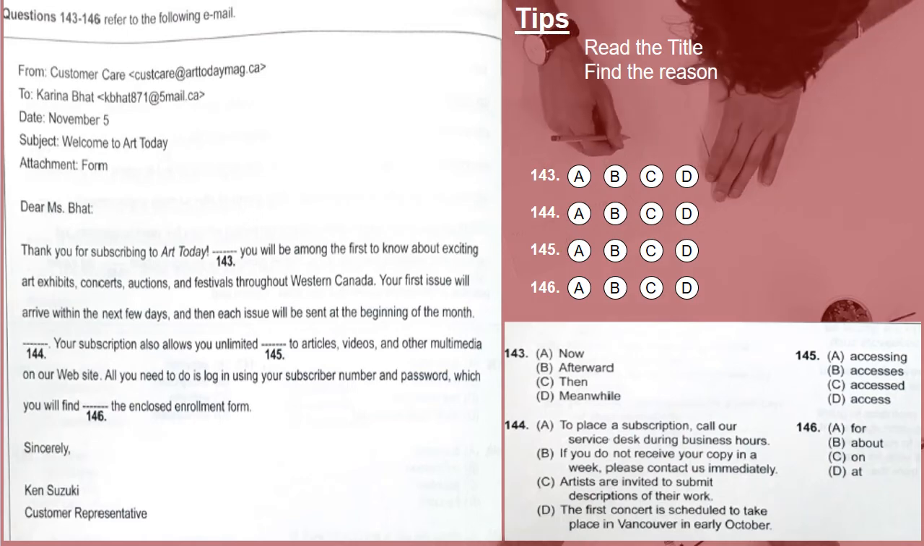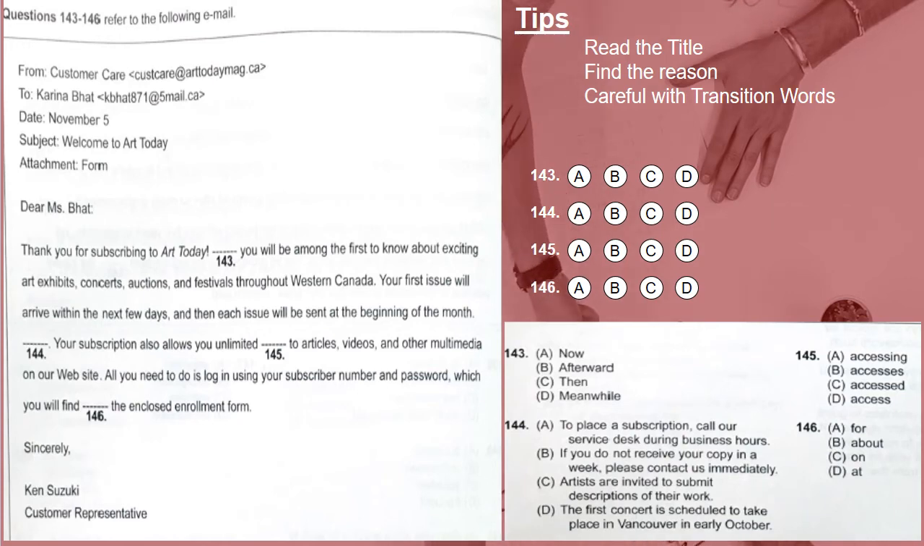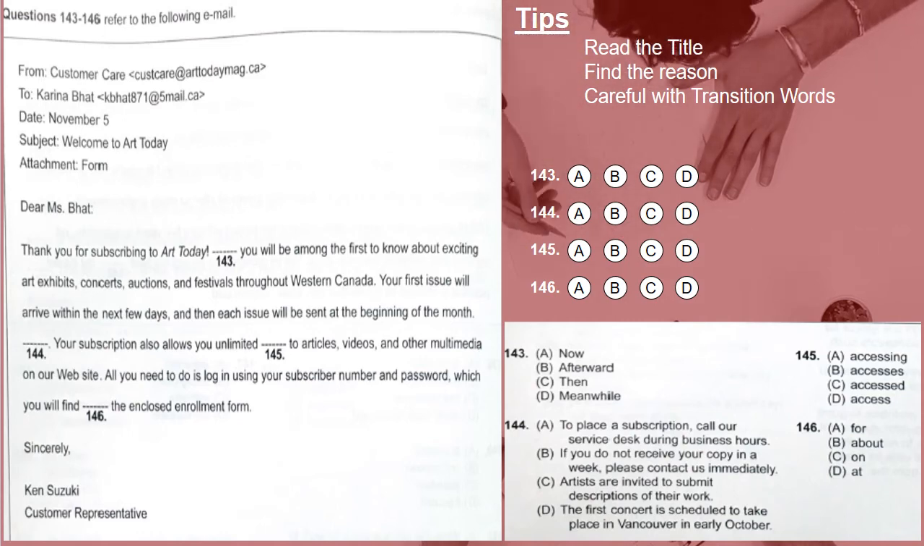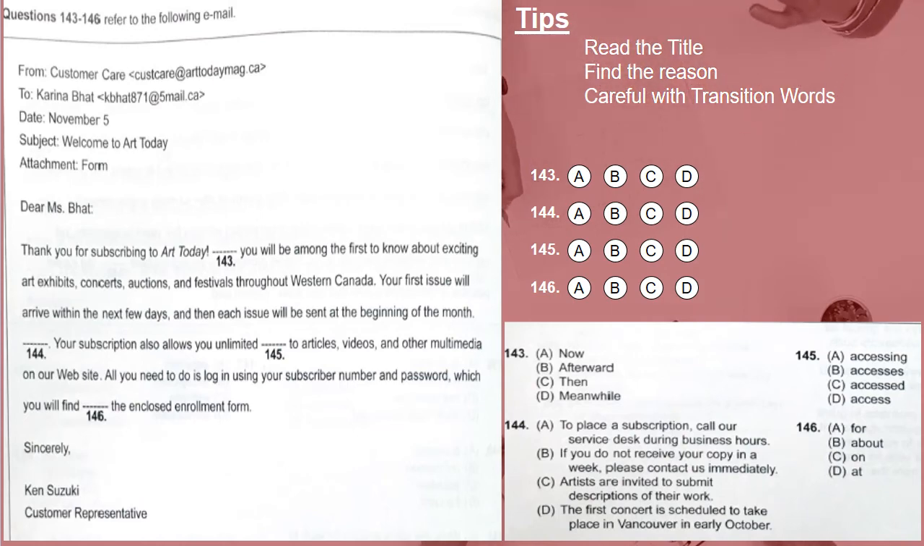After that, start reading and then be careful with the transition words, as I mentioned earlier, because the transition word links the passage one after another. You can see, and then on the third line, which indicates it's continuing. You also find also on the fourth line, which again indicates continuation. Now go ahead and read the blank 143. For 143, the answer option is A, because the email is sent to confirm the subscription.